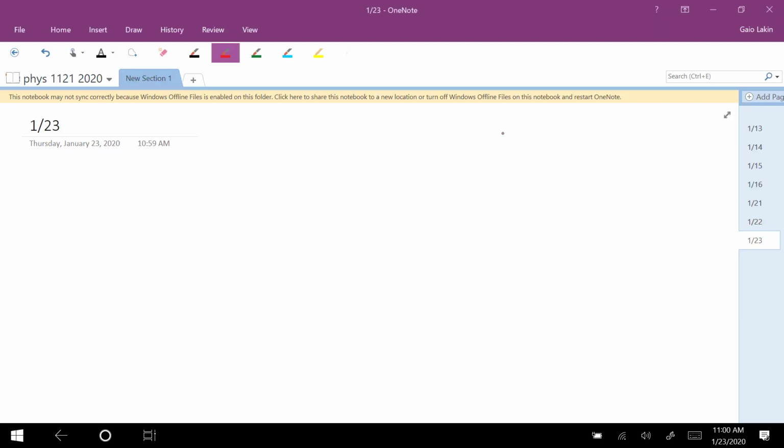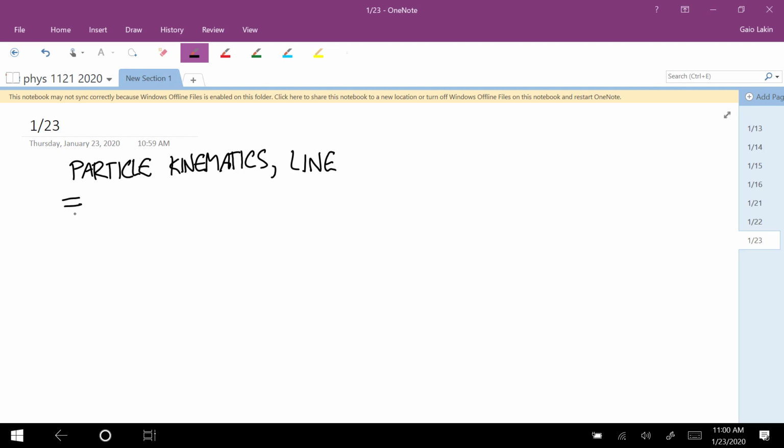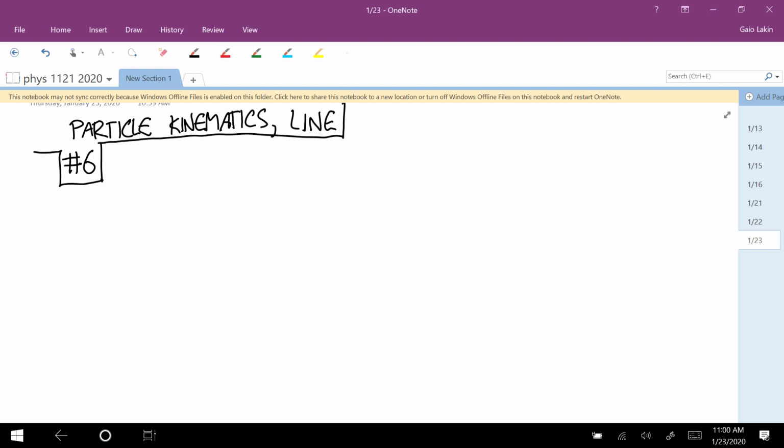Okay, so the problems you've been working on are in particle kinematics along a line. And I was asked about number 6. So a ball's thrown into the air from a starting height of h.